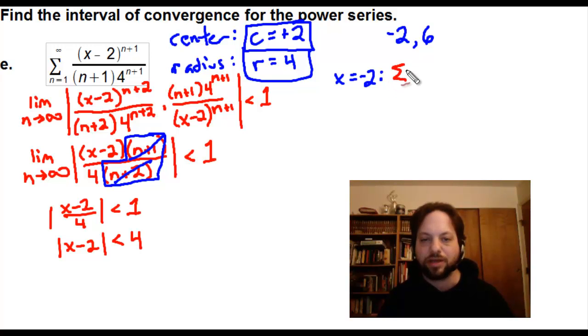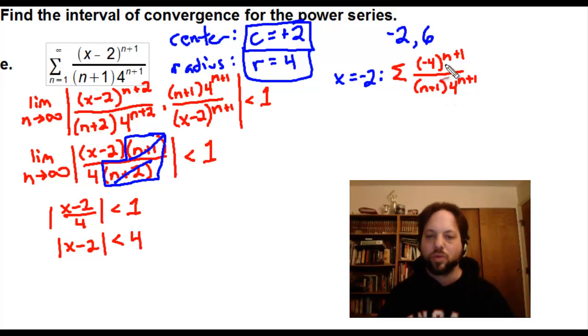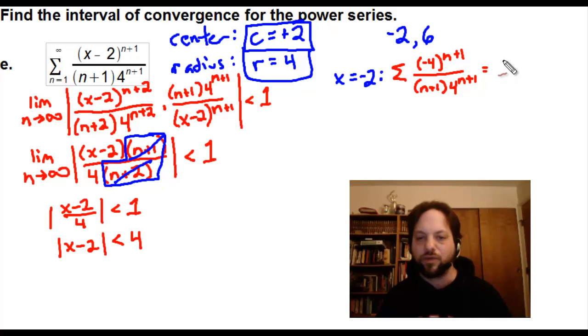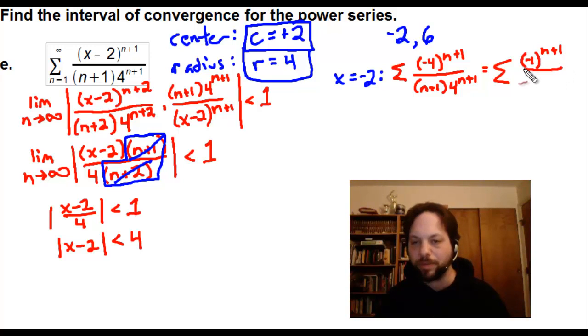What we're going to end up with here is the sum of, well, when I plug -2 in for x, I'm going to end up with -4 to the n plus 1 power. In the numerator, I have n plus 1 and +4 to the n plus 1. What is this going to do? Well, the 4's are essentially going to cancel, and what I'm going to be left with is an alternating series. I have -1 to the n plus 1 power. Don't be worried by that n plus 1. It's just an alternating series, and I have n plus 1 on the bottom.